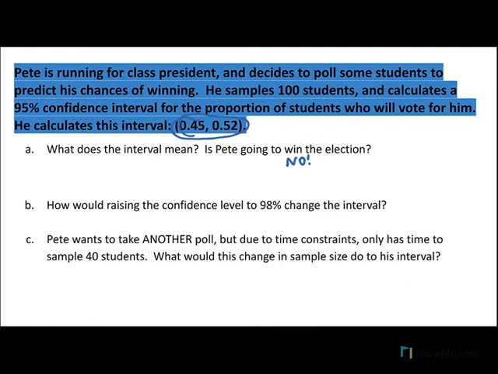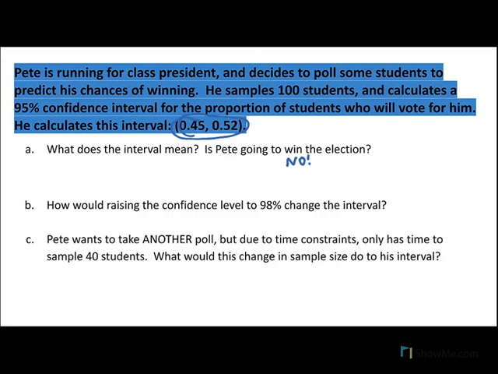There's no part of the interval that is more or less likely than any other part of the interval. We're 95% confident that somewhere between 45 and 52% of the students will vote for him. So no, he's not sure that he's going to win the election. This sample didn't help him.